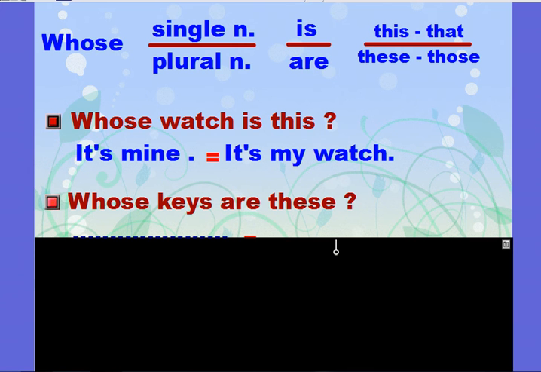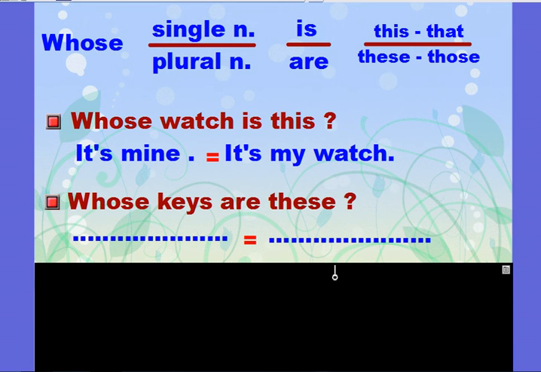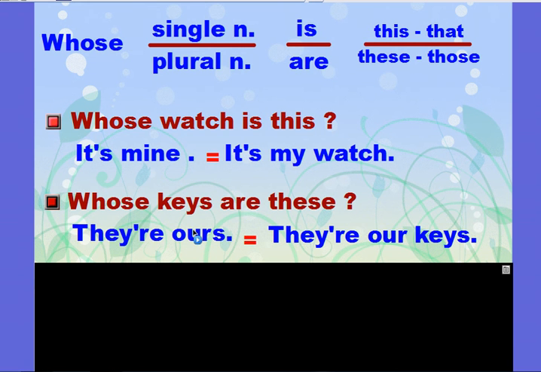Another example. Whose keys are these? We can answer this question using possessive adjectives or possessive pronouns. They are ours. Not our keys, that's wrong. They are ours. Ours isn't followed by a noun. Or we can use a possessive adjective: they are our keys. Ours is a possessive pronoun. It isn't followed by a noun. But our is a possessive adjective. We put keys after it.